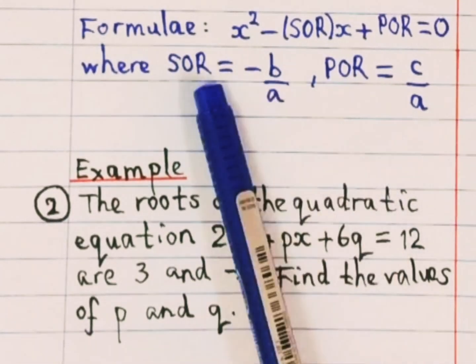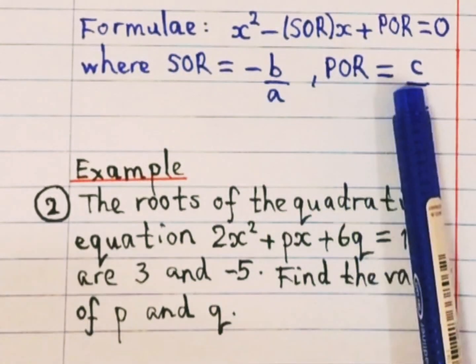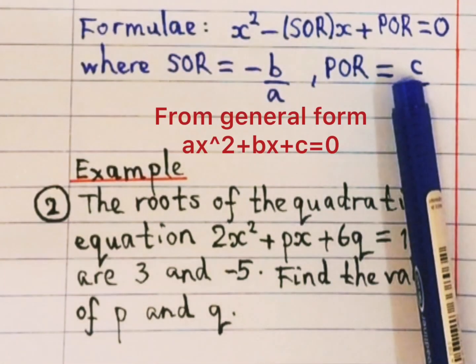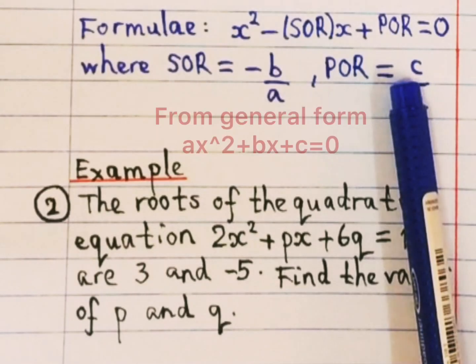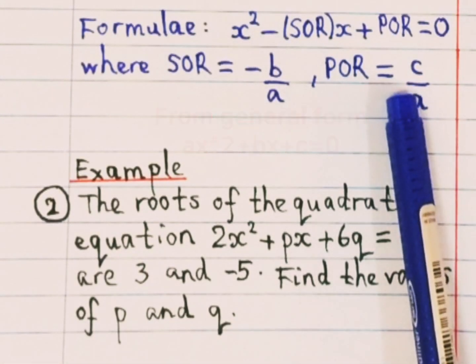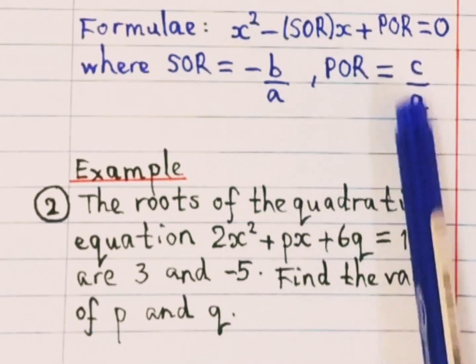So looking at these two formulas, the sum of roots has a negative sign, whereas the product of roots has no negative sign. So where do you get your a, b, and c values? If you memorize your general form equation, you have ax squared plus bx plus c equals 0. Taking a, b, and c from that, you substitute here, and then you can find the value of the sum of roots and product of roots.